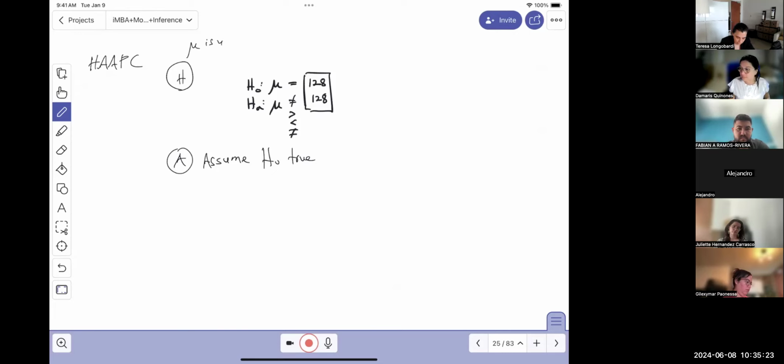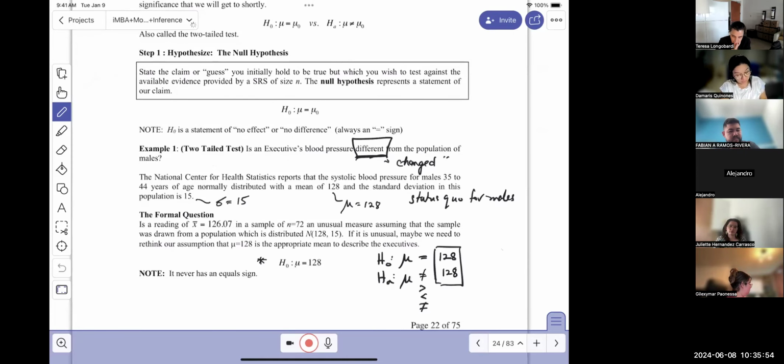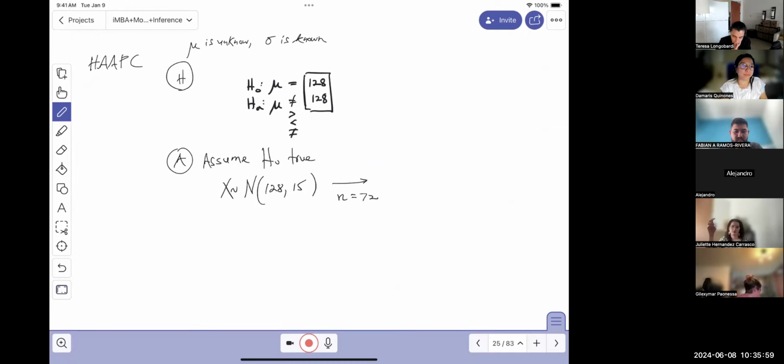Mu is unknown, but sigma is known. So we're going to assume H naught is true. And as a result, since H naught is true, executive blood pressure was like that, 128, 15, in a sample of, how many did we take? I have to go back. We're going to take a sample of 72 and create the distribution of the sample mean.